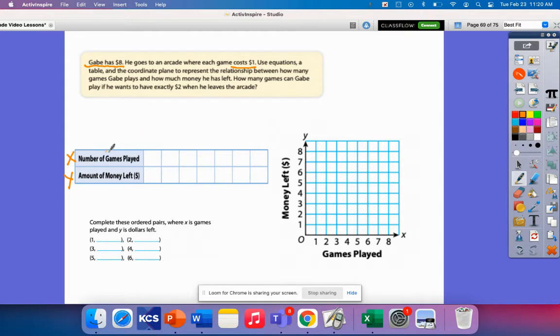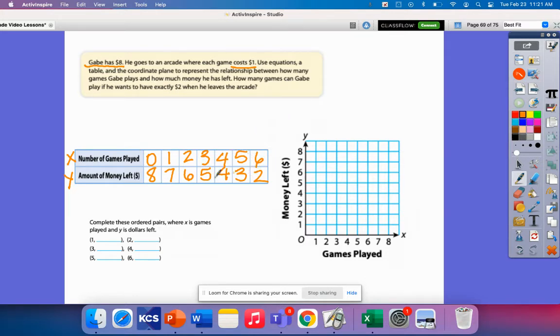Now, if Gabe walks in and he has not played any games, 0 games, how much money does he have? Well, he would have $8 because he hasn't spent any yet. If he plays 1 game, he would have $7. 2 games, $6. 3 games, $5. 4 games, $4. 5 games, $3. 6 games, $2. So remember that this represents our money, and this represents our games played.